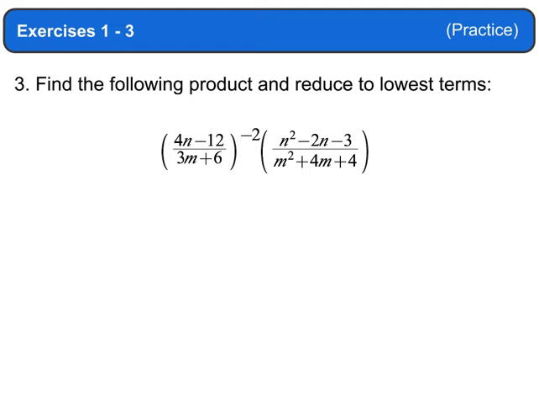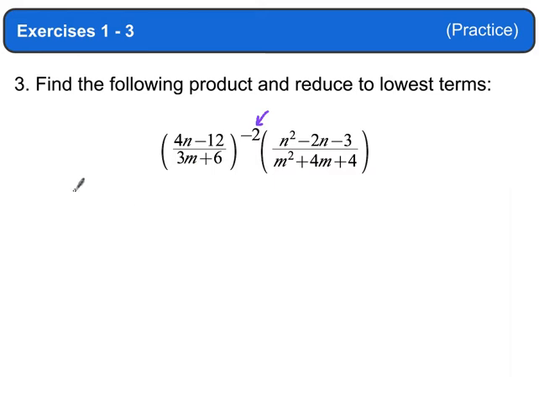For the next one, they give us this interesting little thing. Let me make this little note. This little negative 2 right here, we don't like it to be negative. Now, this does come up from time to time. The way that we fix that is you basically take your fraction and you flip it over.